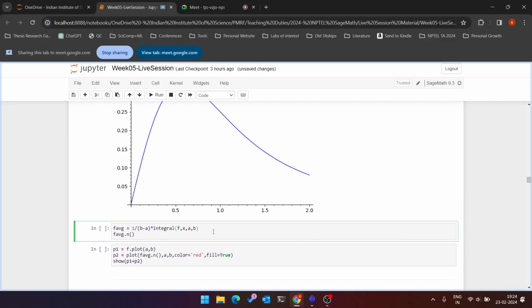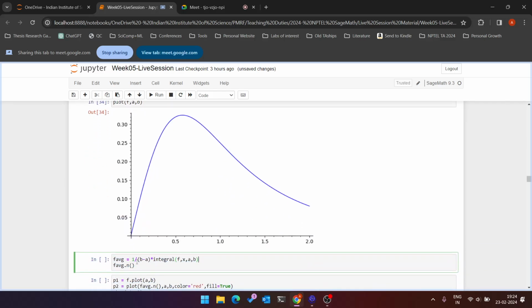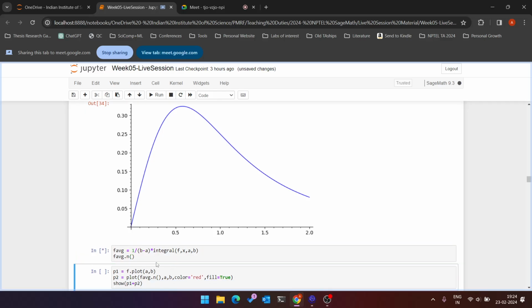To calculate the mean value theorem, we wish to calculate the average value this function takes. So that is nothing but 1 over interval width, which is b minus a, into the integral of f over the variable x with limits a and b. Once I do that, I'll also ask it to evaluate the answer in a numerical value, which gives me that the average value of this function over this interval is 0.2.